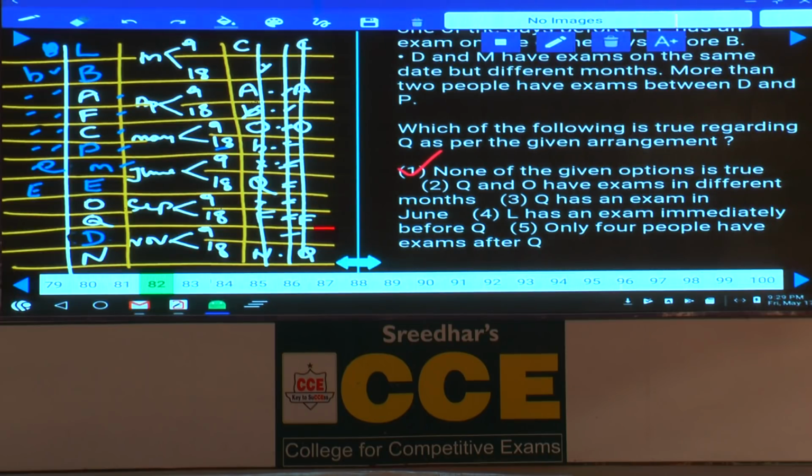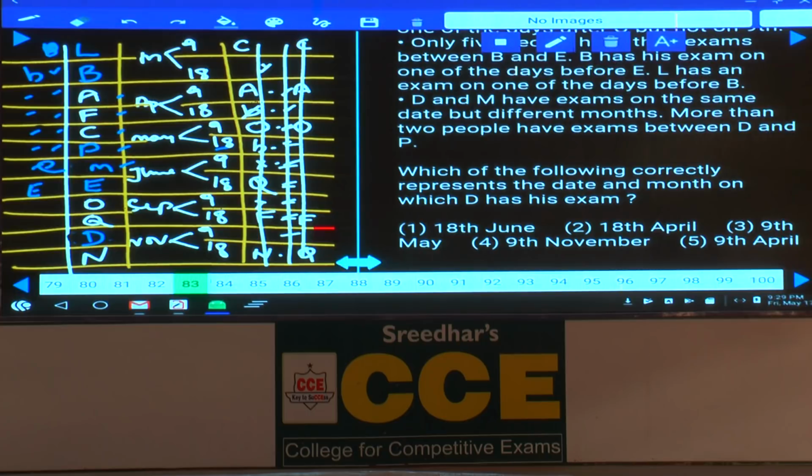82, choice 1. Then question number 83. Which of the following correctly represents the date and month on which D has his exam? D has his exam on 9th November. November 9th, it is given in choice 4.